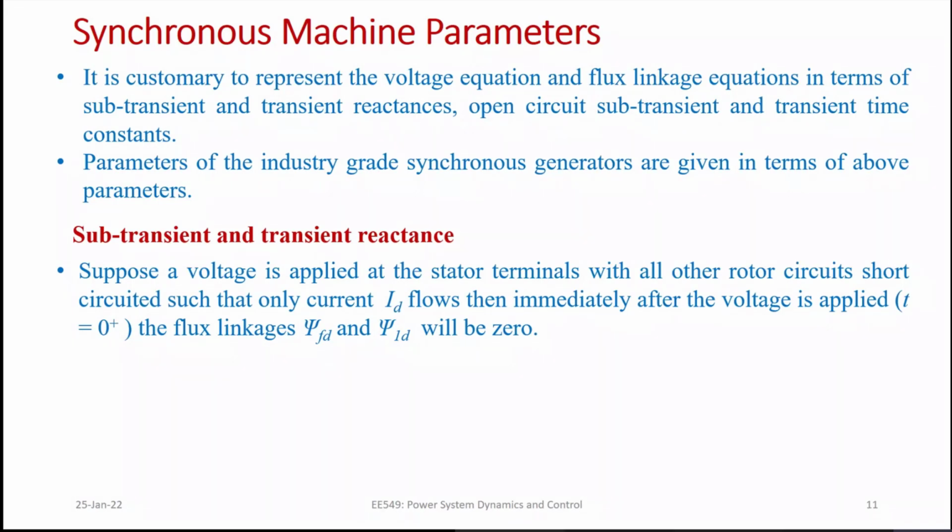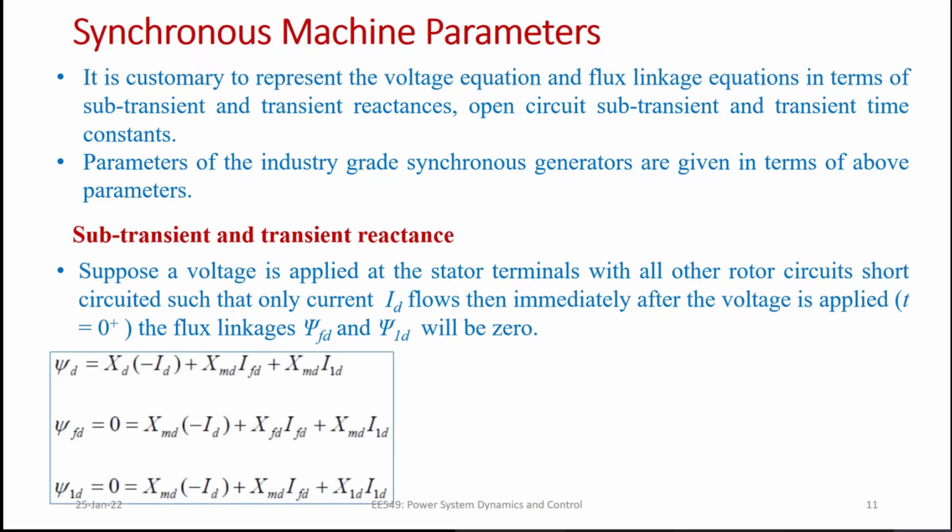Then immediately after the voltage is applied at t equal to 0 plus, what will happen? The flux linkage psi FD and psi 1D will become 0. It is not immediately, it will not be some value, right? So therefore I can write the psi D equation which we have derived already, that is xd into minus id plus xmd ifd plus xmd I1d. Then your psi fd equation, which is nothing but xmd id minus id plus xfd ifd plus xmd I1d. But initially because it is 0, I will write it is equal to 0, right? And then your psi 1d also will become 0. So it is nothing but equal to xmd minus id plus xmd ifd plus x1d I1d. Already we know these equations, right?